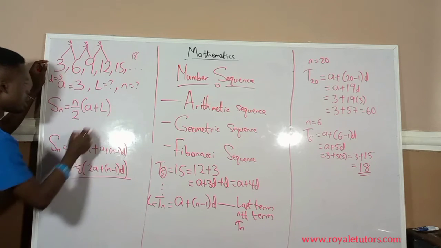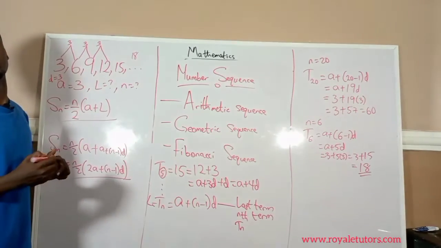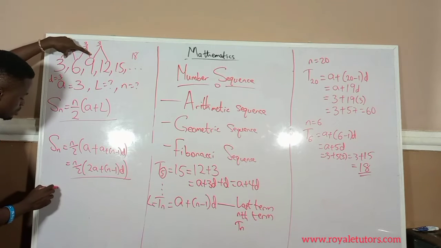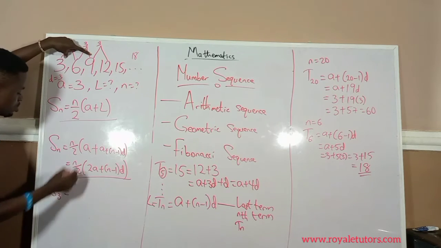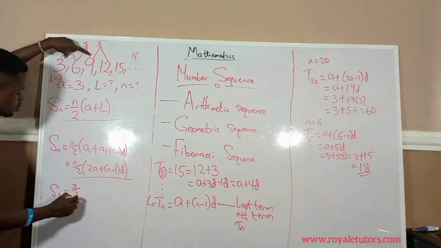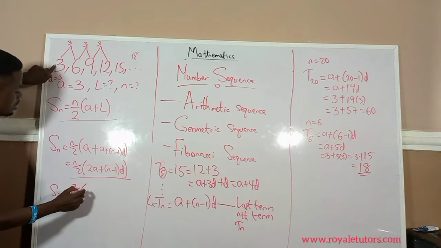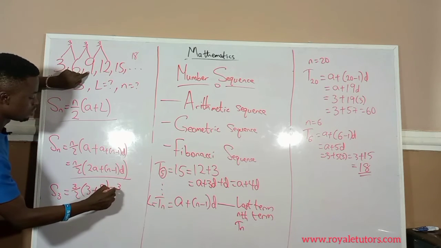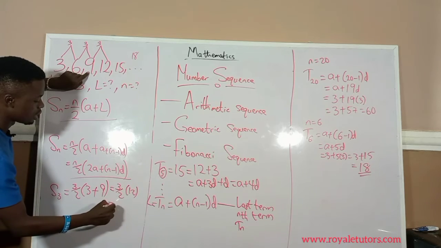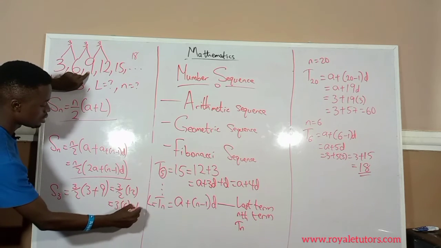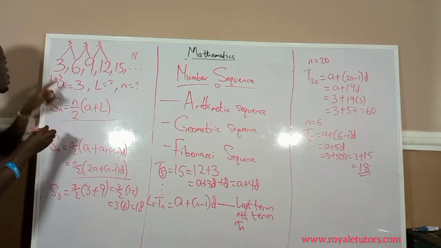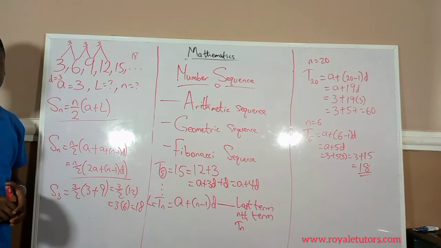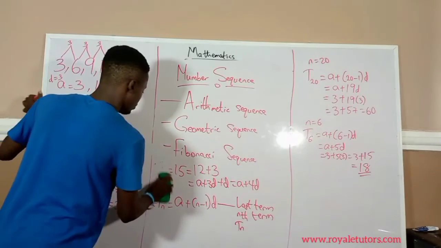So we can use either formula, depending on what they give us. So let's say they say find the sum of the first 3 terms. First 3 terms is S3. If you want to use the first formula, we have 3 over 2, which is n over 2, in the bracket a, 3, plus what is the last term for the third term? 9. So this is 3 over 2 into bracket 12, and that's 3 times 6, which is 18. If you want to confirm it, 3 plus 6 is 9, 9 plus 9 is 18. Yes, that's true.